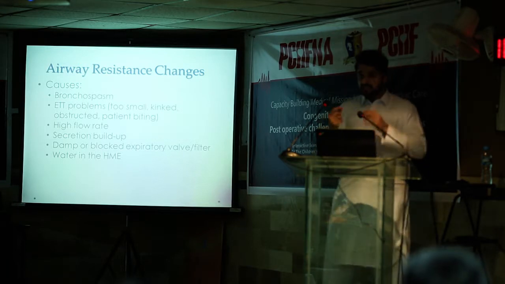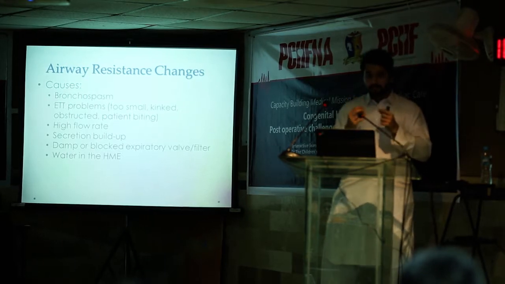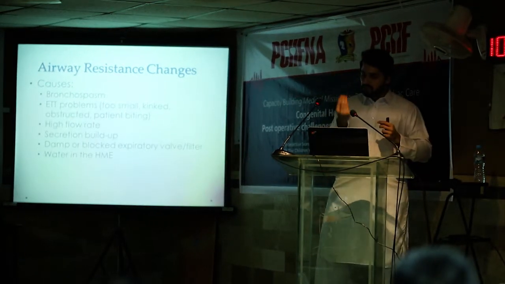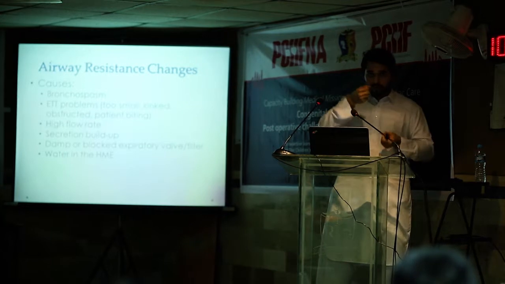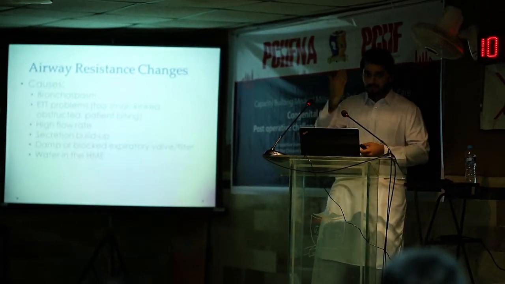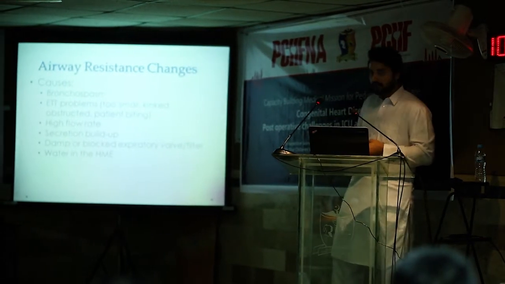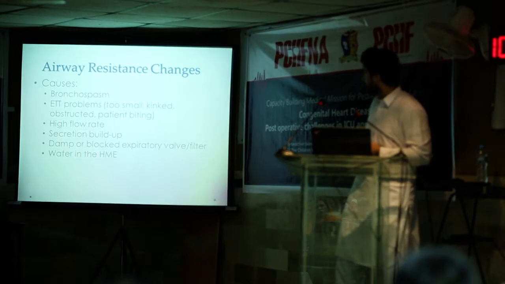High flow rate and secretion buildup also contribute. As Sadiq said, the diameter of the ET tube is very important for the resistance. If there are secretions in the ET tube, that will cause the diameter to become narrower or smaller, which will increase the resistance, which will increase our PIP, or peak inspiratory pressure.